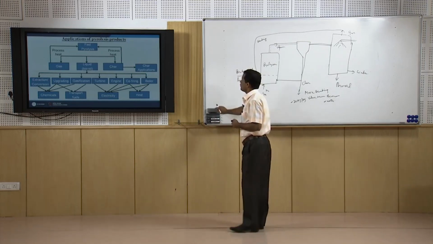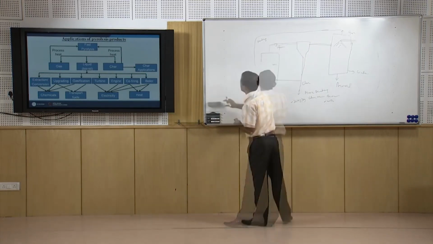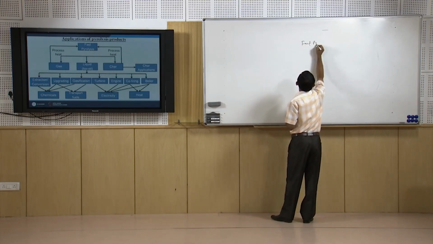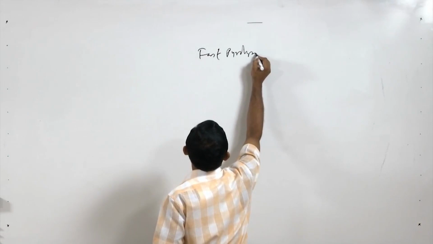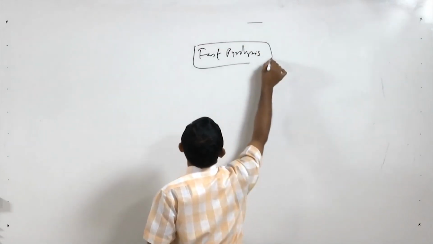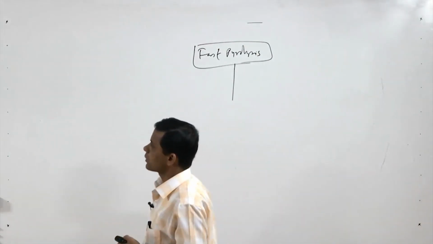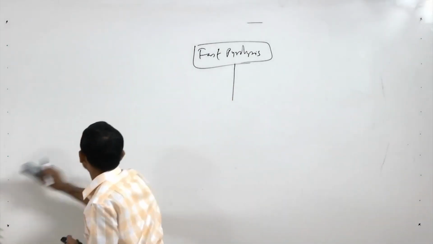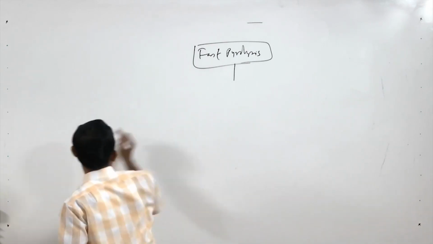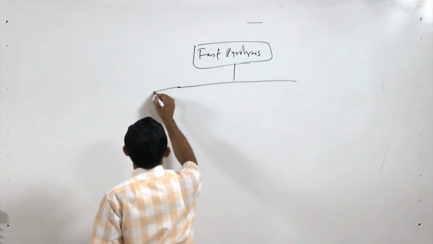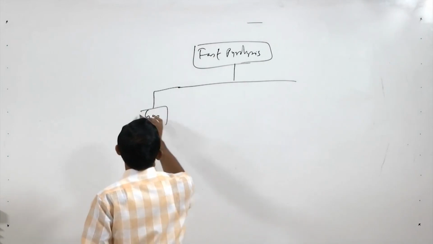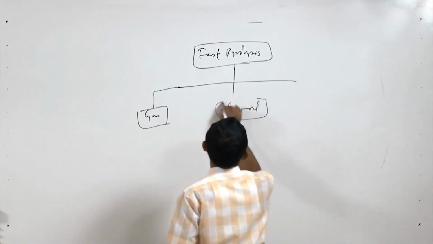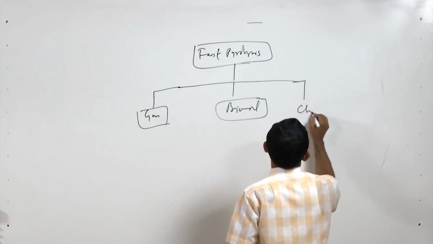Now, we will see the application of pyrolysis products. Pyrolysis will basically give us three products: gas, bio oil, and char.